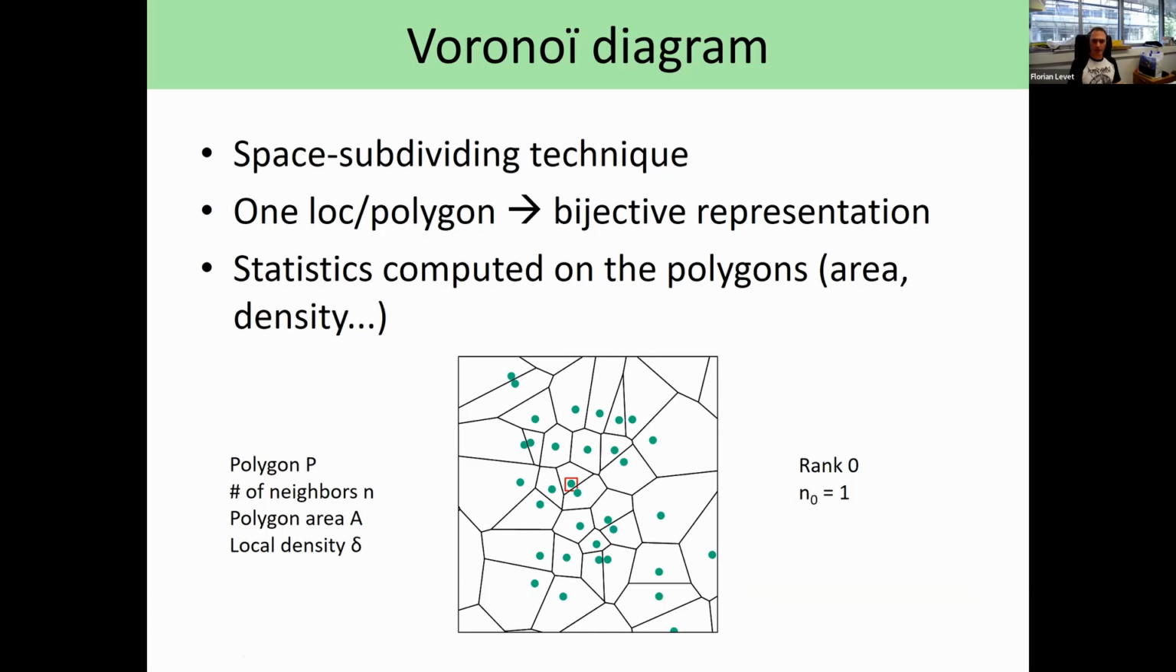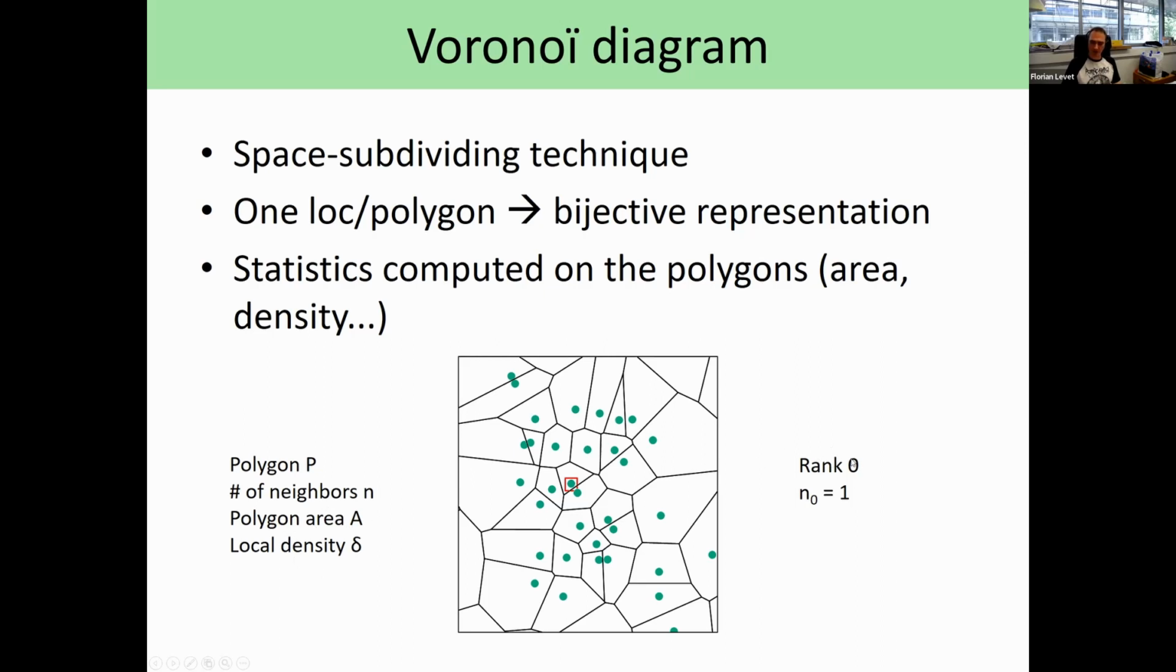And what we have done, in the original SR Tesseler paper, is that we use that in order to compute statistics on the polygon and to generalize this computation in order to add some features to the localization. So let's say that we have this data here, this Voronoi diagram, and we have these features: the polygon, a number of neighbors n, a polygon area A, and a local density delta.